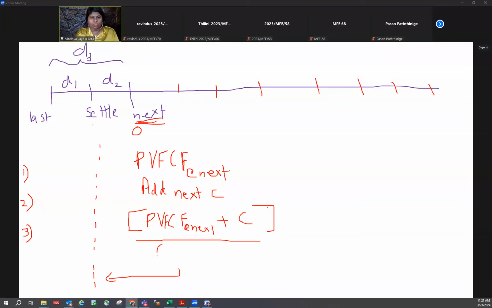So how do you discount it to the settlement date? You use 1 plus R. R is the R for the period, required rate of return for the period, to the power N. N is what? D2 divided by D3. Okay. And that gives me my price. What is this price that I get when I discount it? This price is my dirty price.